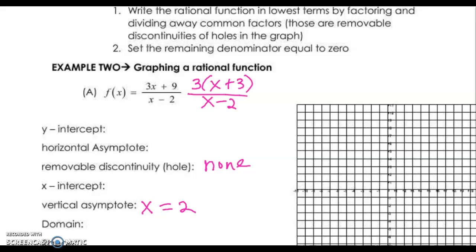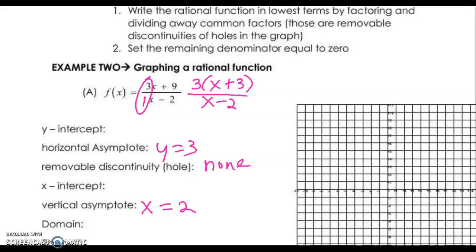Let's figure out the horizontal asymptote. If I look at the degree of the numerator versus the degree of the denominator, it looks the same to me. So the leading coefficients will be 3 over 1, so my horizontal asymptote will be at y equals 3.